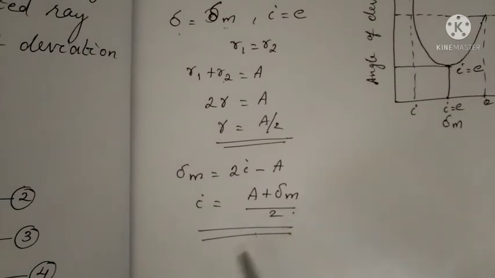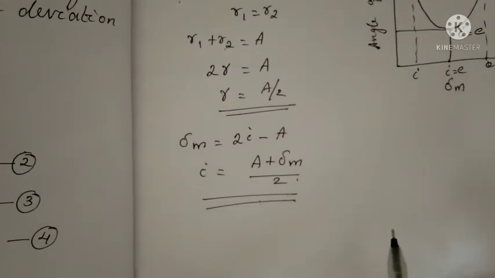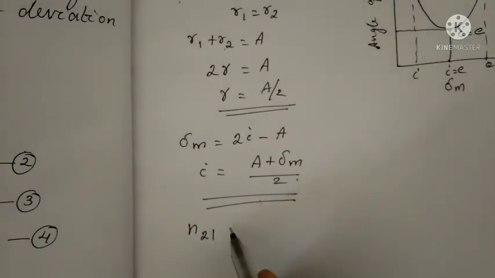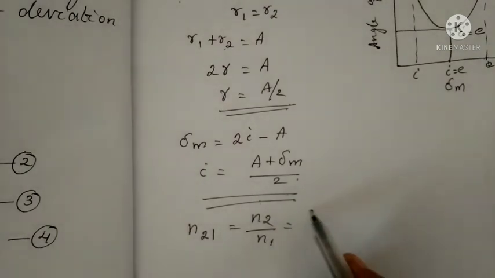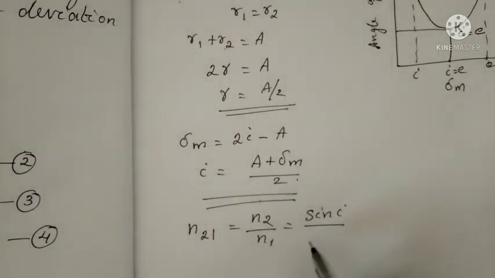Then using Snell's law of refraction, we can write the equation for the refractive index of the prism. So using Snell's law of refraction, what is the refractive index of the material of the prism? That is the refractive index of the second medium, the glass medium, with respect to the first medium, the air medium, that is N21 equal to N2 by N1, that is equal to sin I by sin R. Clear? Sin I by sin R.